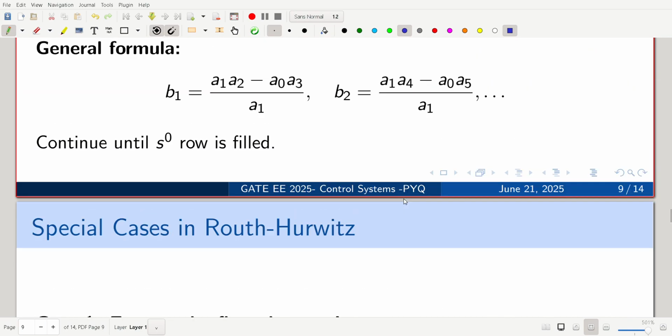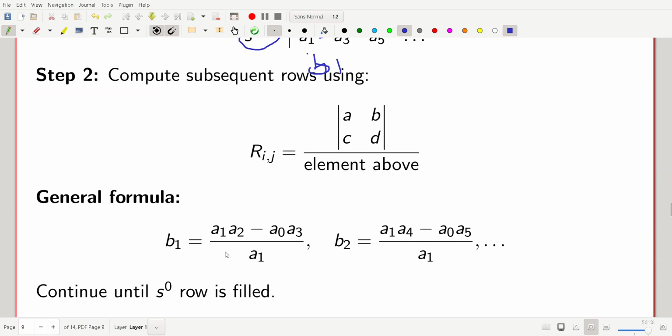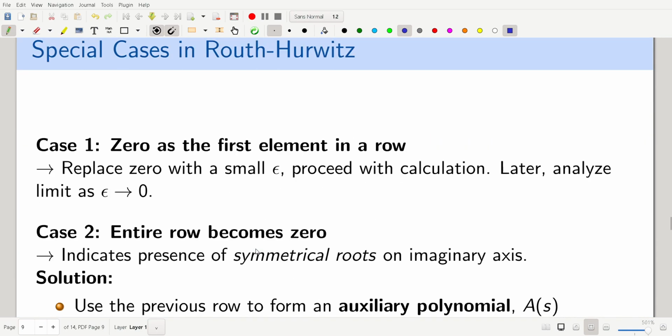Whenever you create this tabular form, some special cases also form. Like if 0 is the first element of a row, that's also important here. Replace 0 with a small positive value called epsilon, and proceed for calculation. But if we find a 0 as the first element in the row, this signifies at least one pole in the right half of the S-plane.